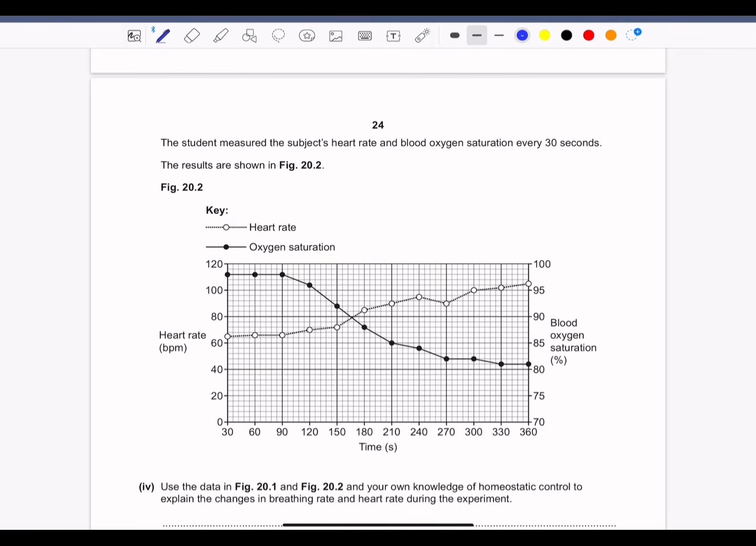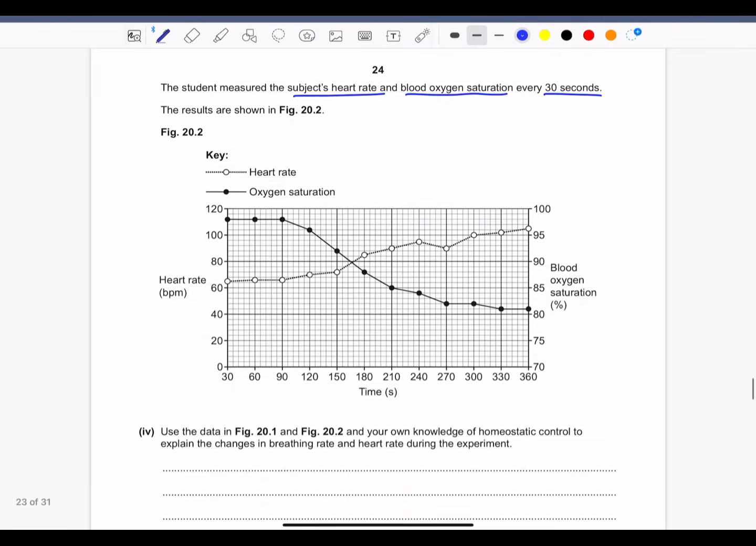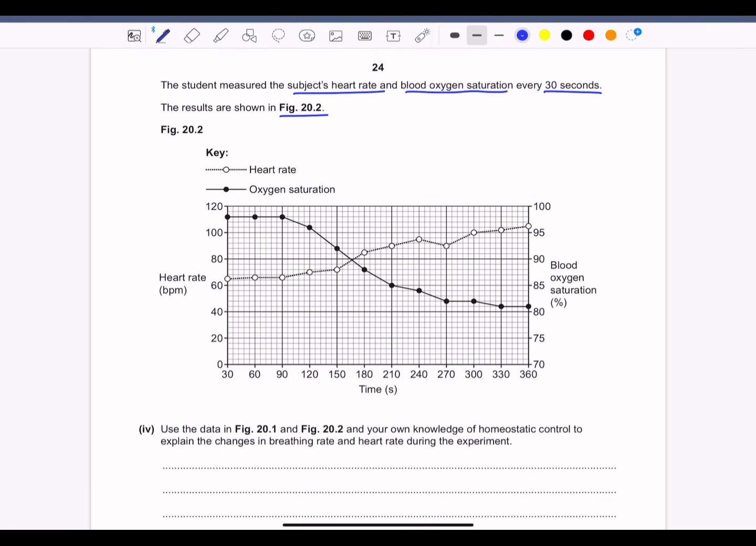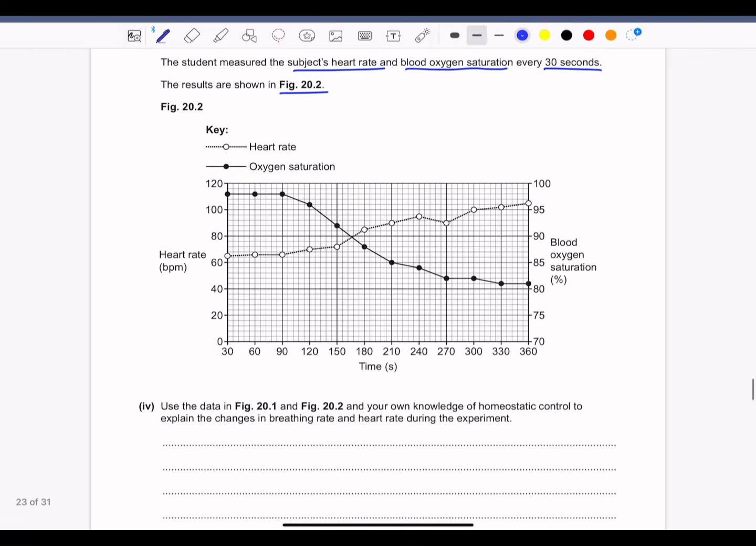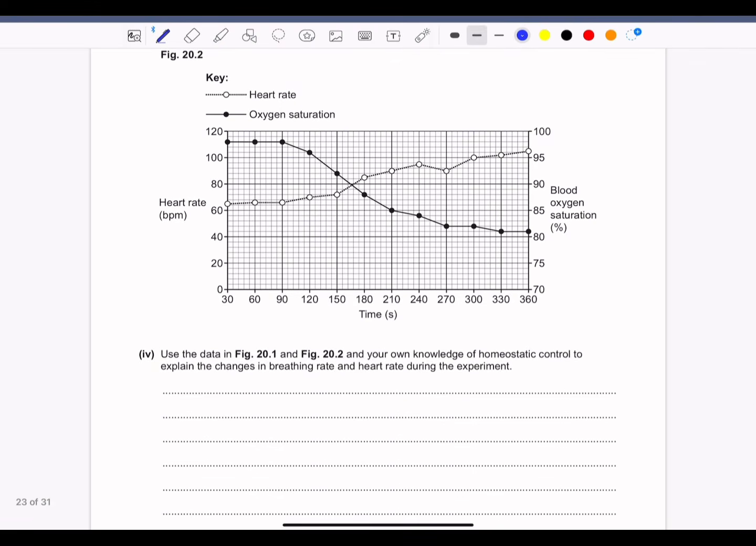The next question is: the student measures the subject's heart rate and blood oxygen saturation every 30 seconds. The results are shown in figure 20.2. So we've got a key: the non-shaded circles are heart rate, shaded circles are oxygen. Use the data in figure 20.1 and 20.2 and your own knowledge of homeostatic control to explain the changes in breathing rate and heart rate during this experiment.